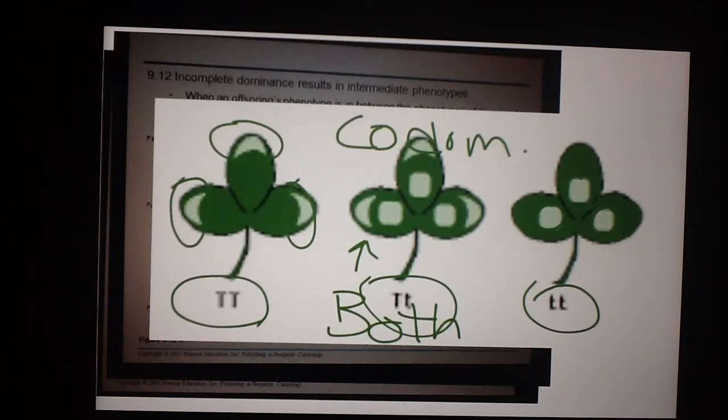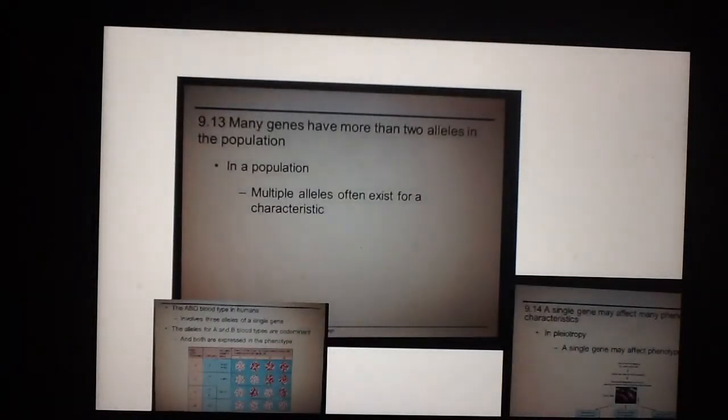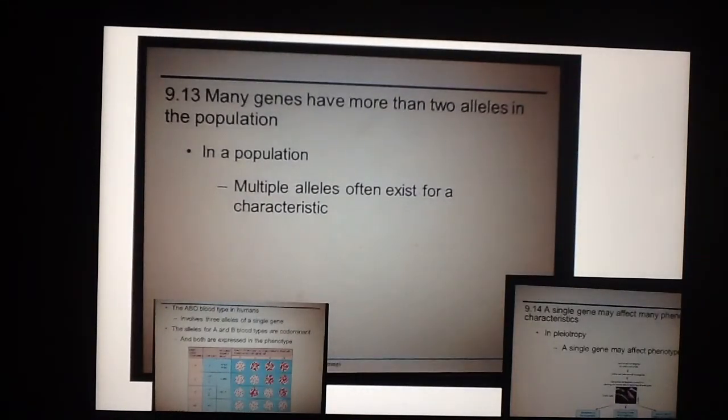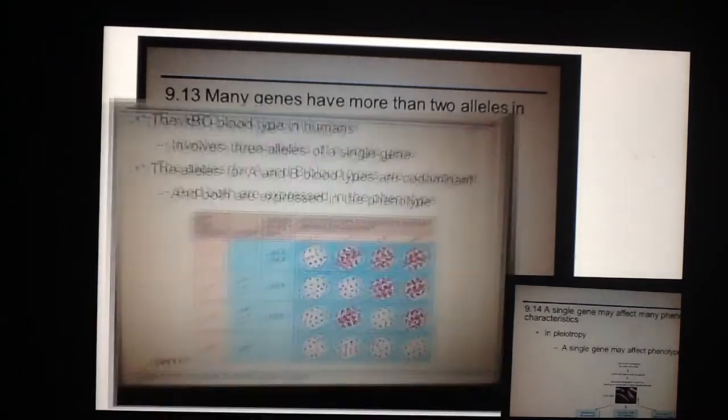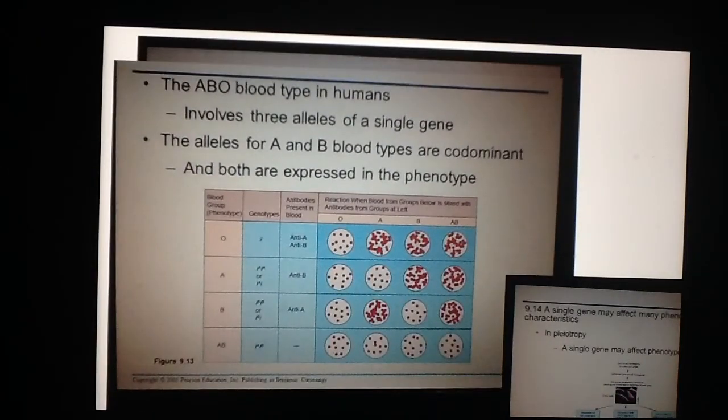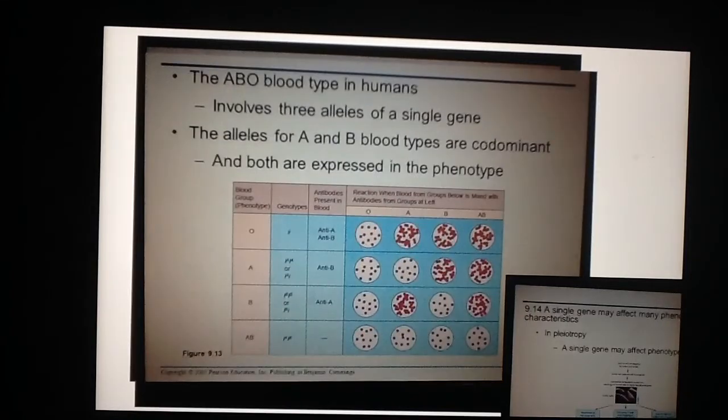Another example of things that can happen beyond simple dominant and recessive occurs when we have more than one allele. So beyond the idea of incomplete and codominance, some traits or phenotypes actually exist in more than two alleles. And so there are often multiple alleles for a characteristic. One of the examples is blood types in humans. We have 3 alleles: the A, the B, and the O. So again, there are 3 types. It's not just dominant and recessive. Now there's the A type, the B type, and the O type.